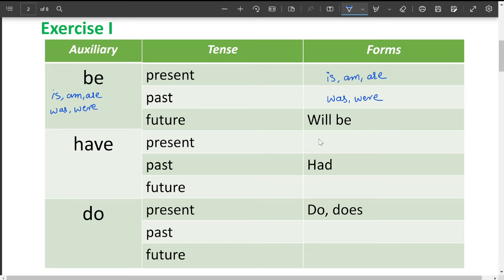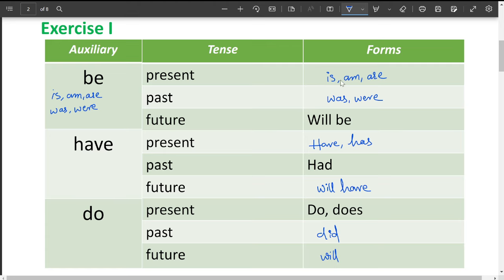Next, coming to have forms. The present have forms are have, has. Past have form, had, is already given. Next, future have form is will have. Next, present do forms: do, does. Past do form is did, and future do form can only be will.